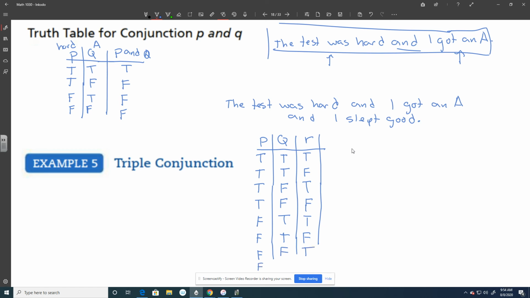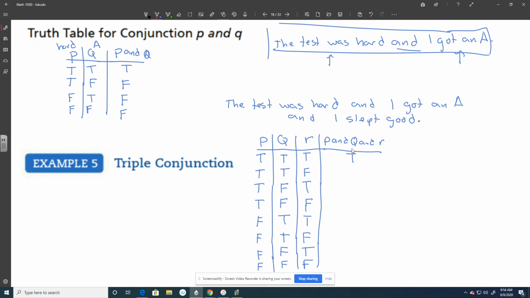Or the test was easy. I did not get an A, and I did not sleep good. All three of them could be false. So when you're using this truth table, over here, we have P and Q and R. So all three of them have to be true. True, true, true. So this statement would be true only if all three of those were true.